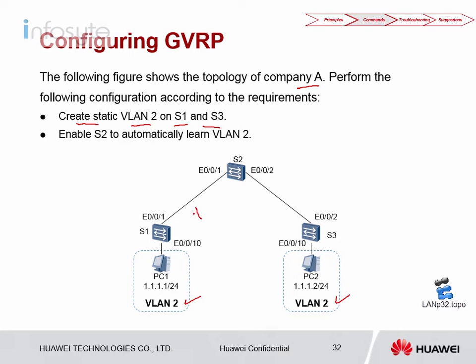Okay, so this port here, E0/0/1, and this port here, E0/0/2, on both sides, we are going to configure as trunk. And we are going to allow all VLANs to pass through. Okay, so we are going to configure GVRP on switch number 2 to learn VLAN 2. Alright, so this is a very straightforward lab. Okay, so let's jump to our lab now.